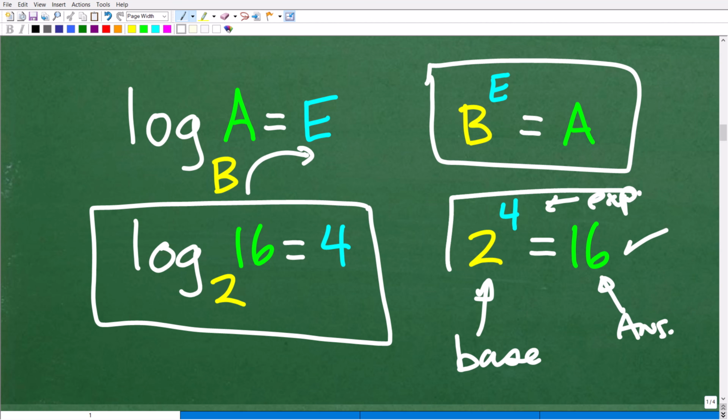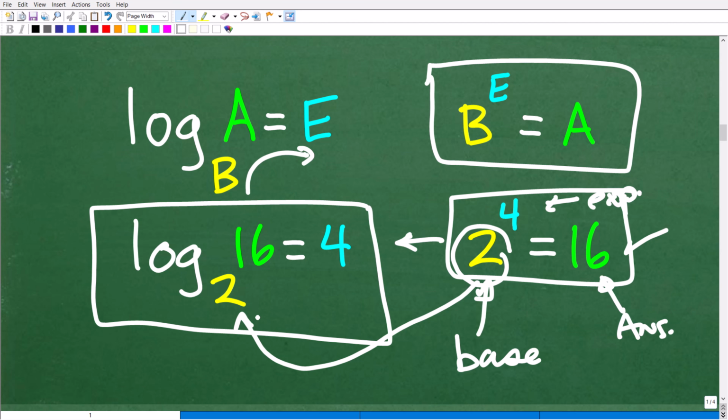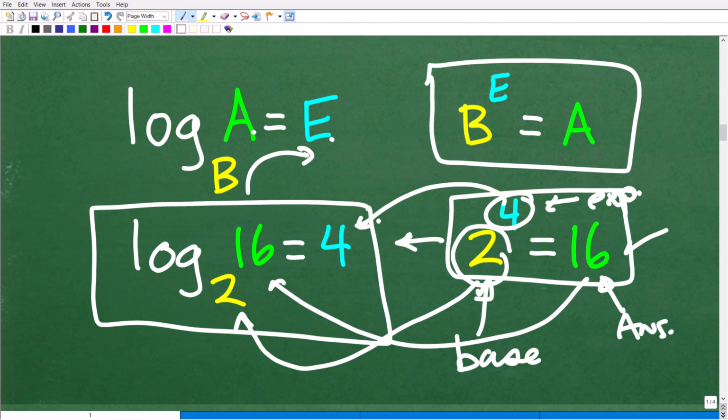So let's express this power, using exponents, as a logarithm. We're just going to follow the bacon and eggs approach here. So this is going to be log. What's the base? Now we have to focus in here. The base is 2, so I'm going to write that right there. What's the answer? That's 16. So I'll write that right there, and that's going to be equal to the exponent, which of course is 4.